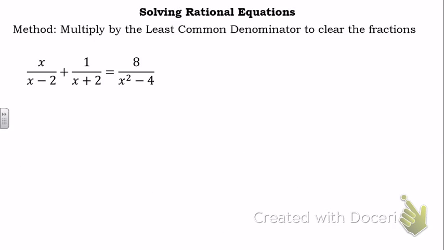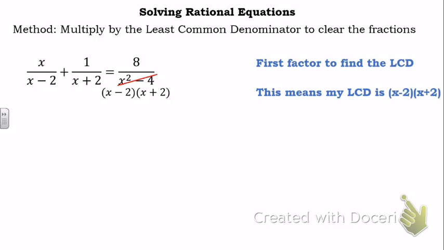So the first one, solving rational equations, and you're going to do this by multiplying by the least common denominator to clear the fractions. So first you're going to factor to find what that least common denominator is, and x squared minus 4 then factors to x minus 2 and x plus 2. This means my least common denominator is x minus 2 and x plus 2.